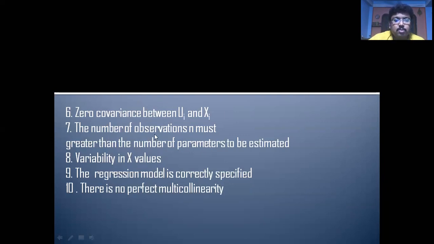Now the number of observations must be greater than the number of parameters to be estimated. This is a simple assumption. The number of observations should be greater than the number of parameters. In my simple regression equation, there are two parameters, beta 1 and beta 2. Then the variability in x values. Look, it is important because variability in x values is important.